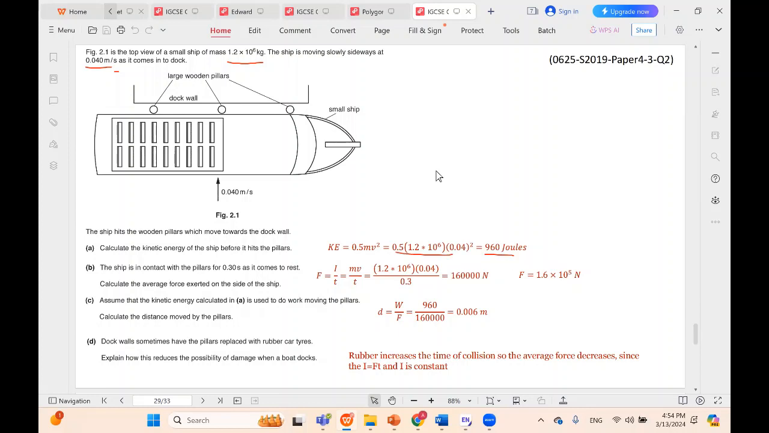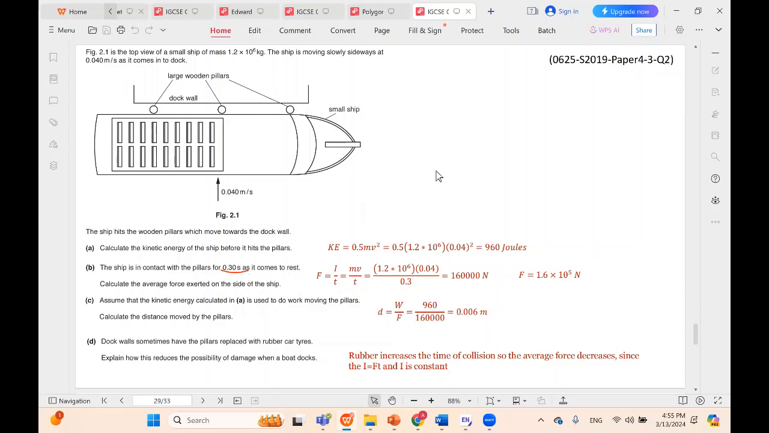In B, we are told the ship is in contact for 0.3 seconds. Calculate the average force. Again, if we have time and we want force, we probably need to use impulse equals force times time, but we rewrite it to suit force. So force is equal to impulse over time, and time is given as 0.3.